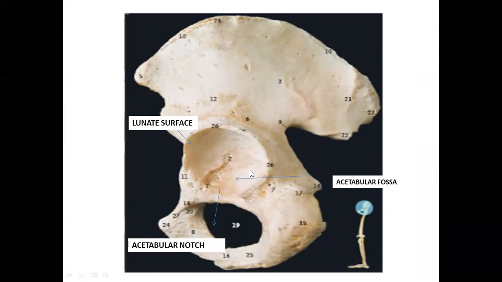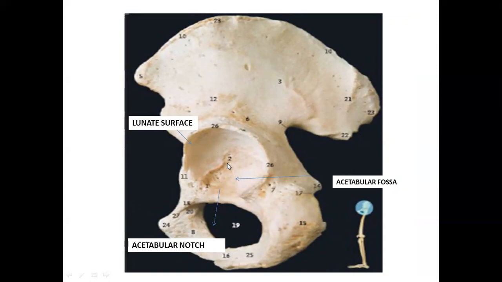Talking about the other surface that takes part in the formation of the joint, we have the acetabulum. When we look at this acetabulum, it has three parts. We have this surface that is known as the lunate, a horseshoe-shaped lunate surface. This is the horseshoe-shaped lunate surface. Then we have a notch here that is known as the acetabular notch. And we have the depressed floor. We can see the floor of the acetabulum.